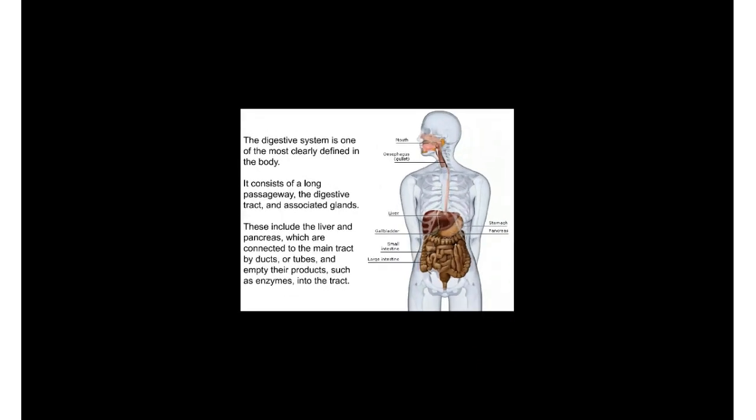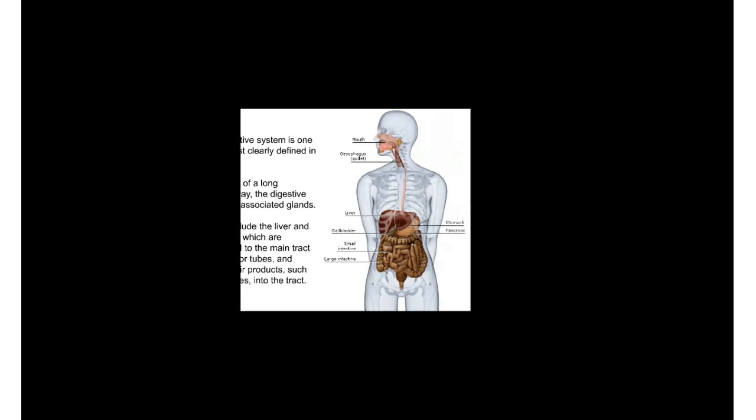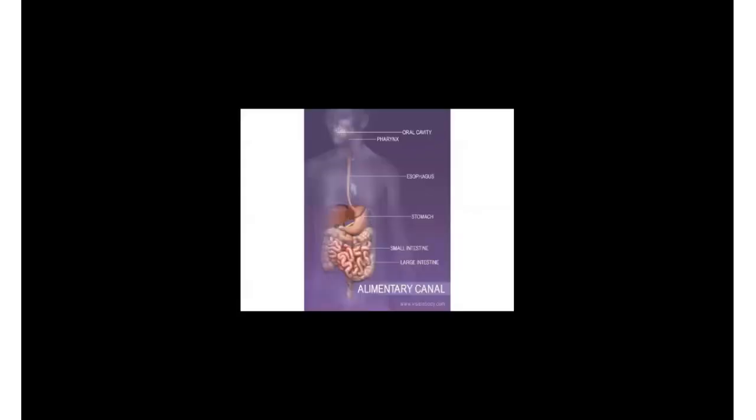Okay. So the digestive system is one of the most clearly defined in the body. It consists of a long pathway, the digestive tract, and associated glands. These include the liver and pancreas, which are connected to the main tract by ducts or tubules, emptying their products such as enzymes into the tract. Okay. Other than this, we have other glands, your salivary glands also. What is the function of these salivary glands? They provide saliva, and saliva mixes with the food and makes the bolus.